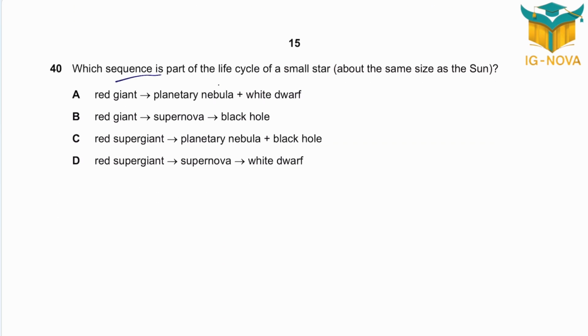Which sequence is a part of the life cycle of a small star about the same size as our sun? A small star is a red giant in the beginning. Not a red supergiant, because even though it's small, it cannot be a supergiant. Red giant, then is it planetary nebula or supernova? No, planetary nebula. So A is the correct option.